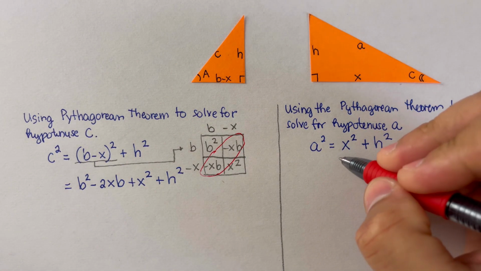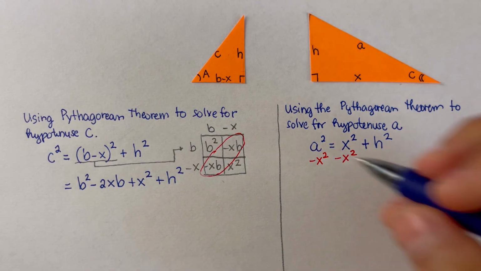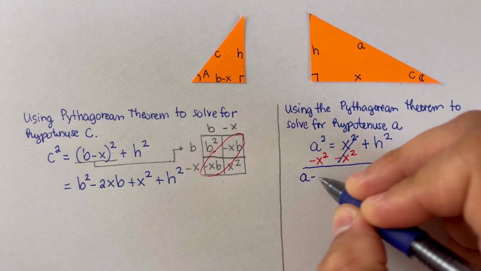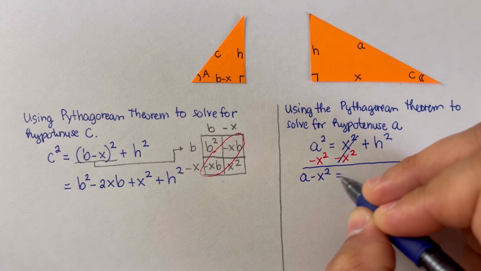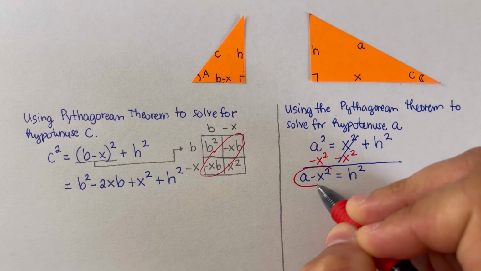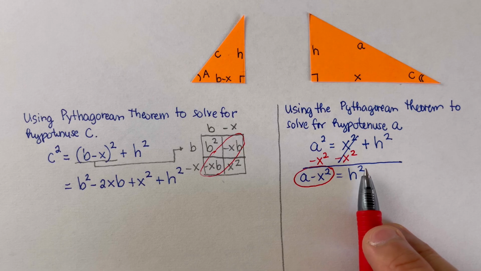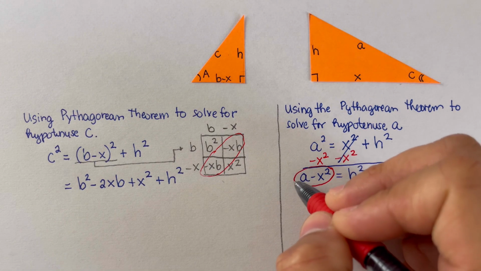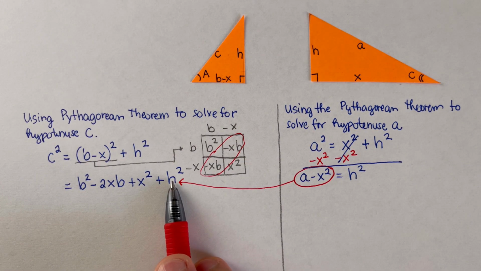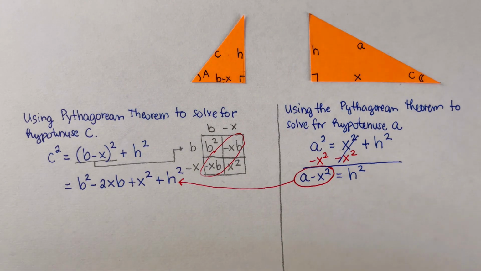What we are going to do next is isolate the h squared. That means we subtract x squared from both sides, so the x squared crosses out. That would be a squared minus x squared is equal to h squared. This is the one that we plug in for the h. Since h squared is equal to a squared minus x squared, we go ahead and plug it in there.